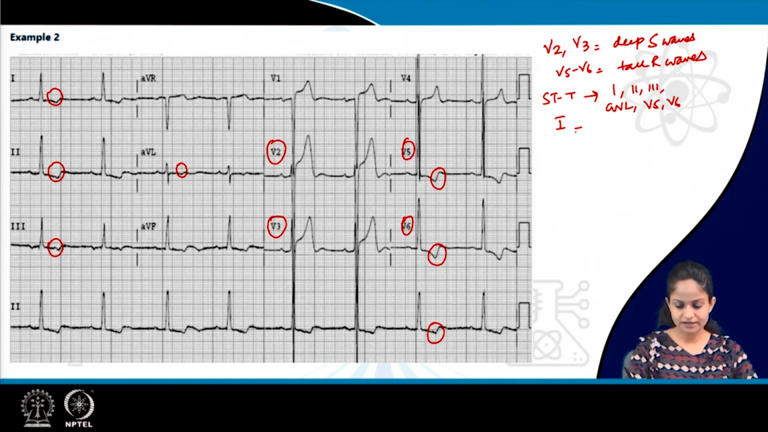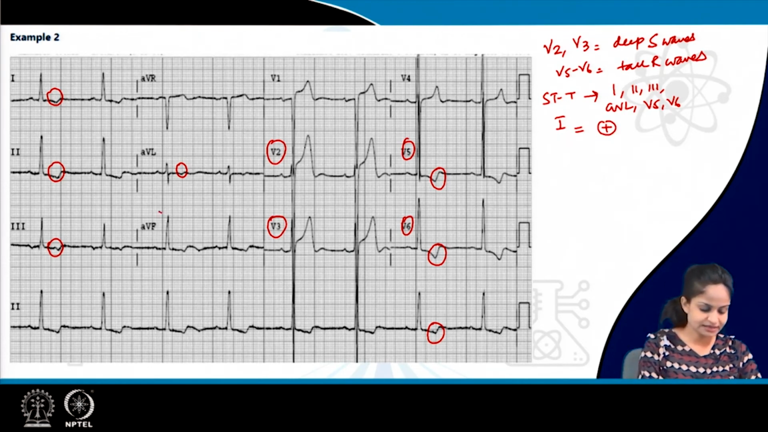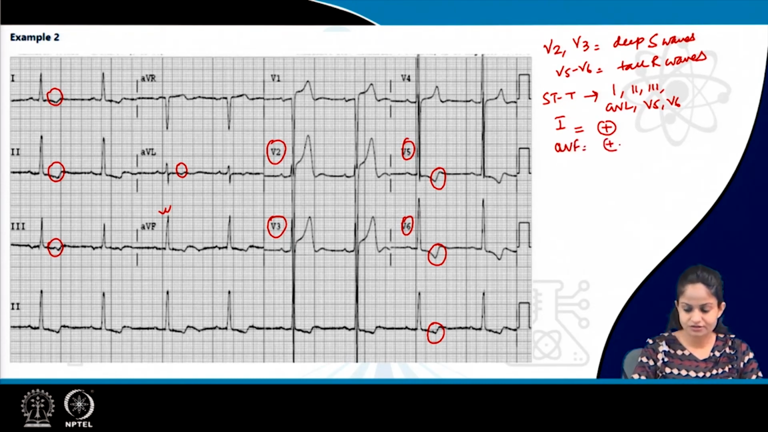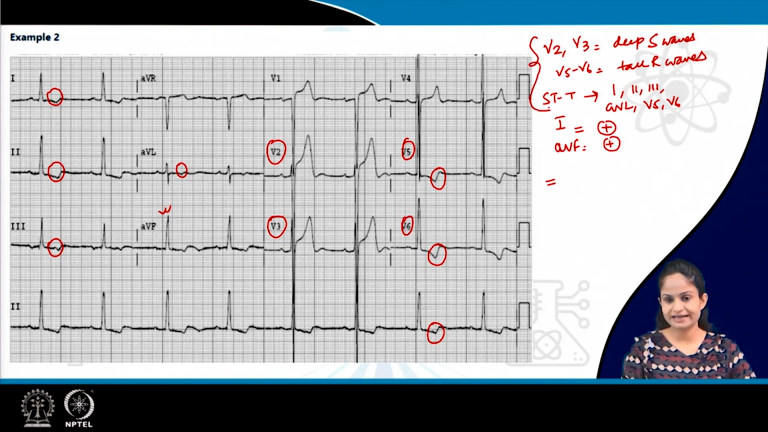And now, the axis. Lead 1 is a positive deflection, and here lead AVF is also positive. So, both are in positive directions. Here we will not be getting left axis deviation, though we do not always get left axis deviation, but because of the above changes in V2 and V3, V5, V6 and ST changes, we can still say so.